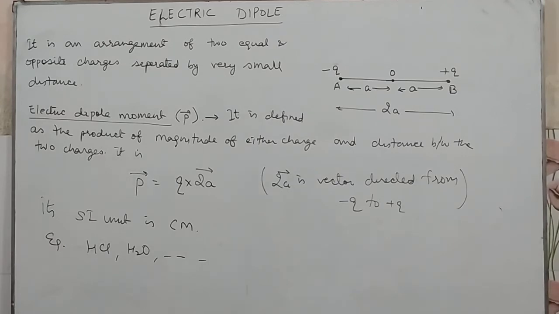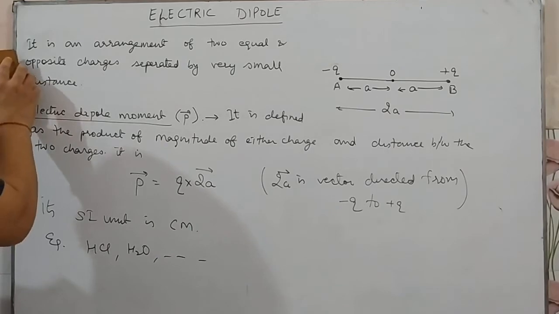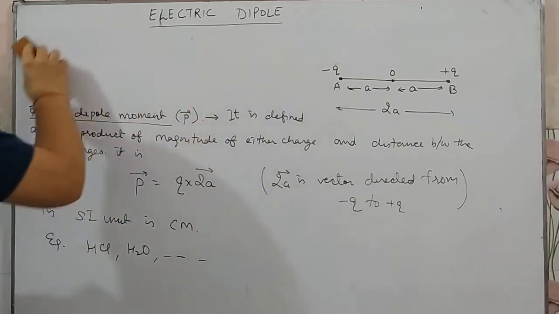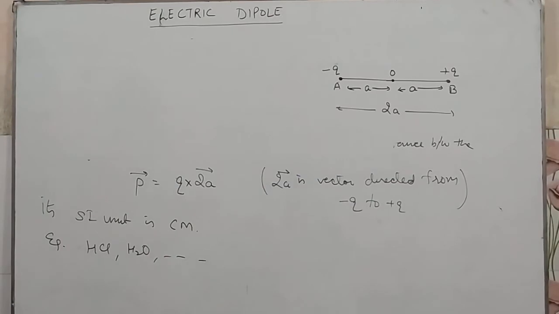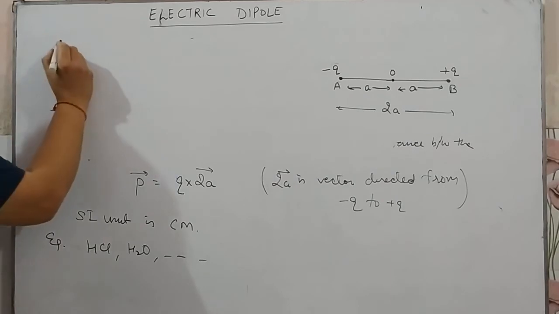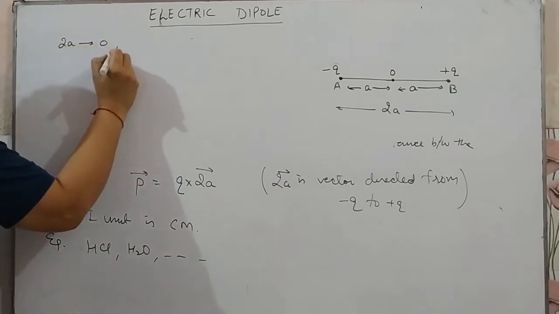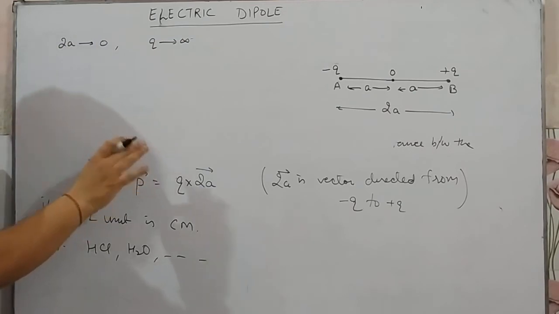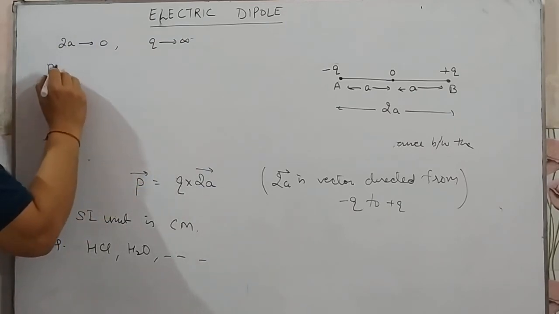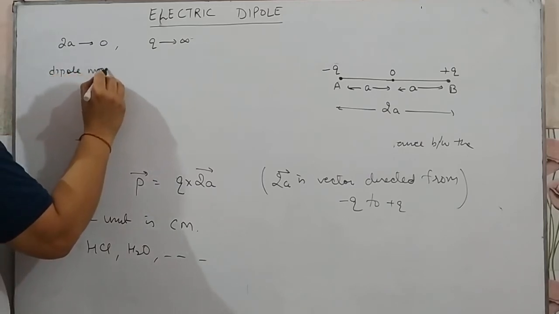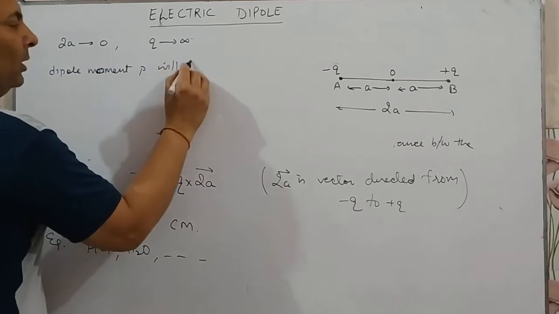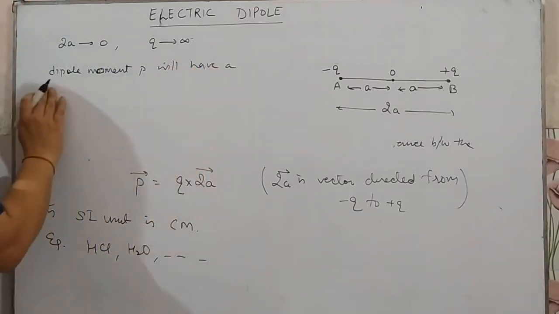Okay, one thing more. Sometimes it has been asked, what do you mean by an ideal dipole? An ideal dipole is that in which we have a case in which 2a tends to be 0 and q tends to be infinity. In such cases, the dipole moment P will have a finite value.